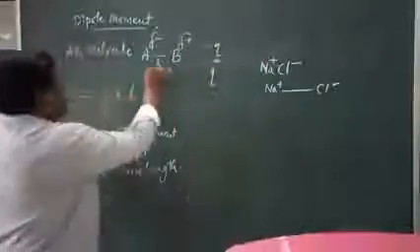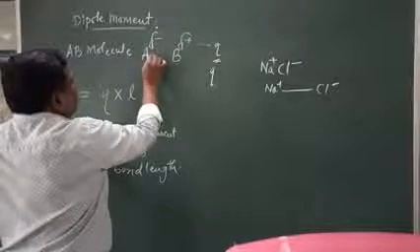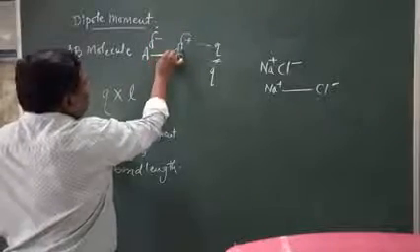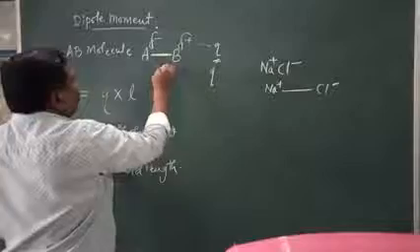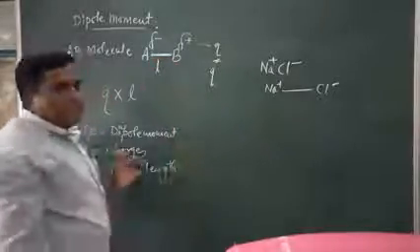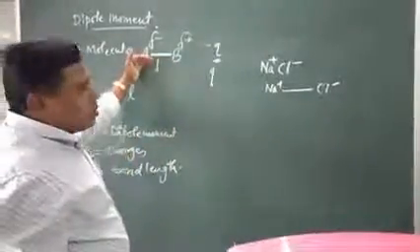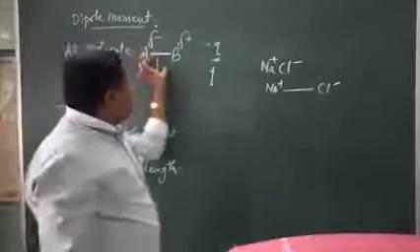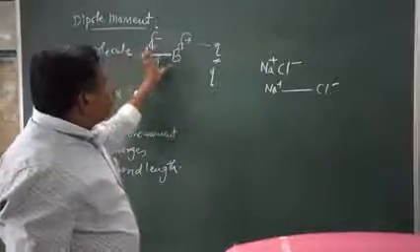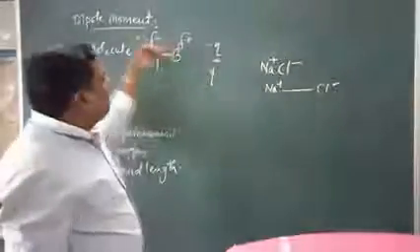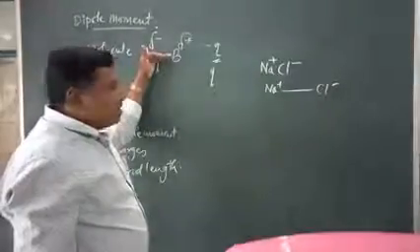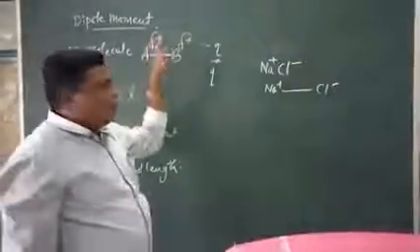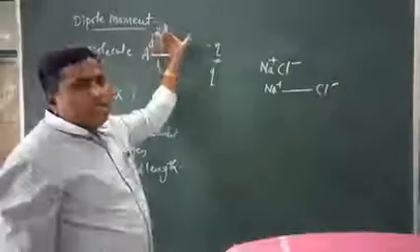Again, the distance between the two atoms can be taken. The distance between A and B atom is called the bond length. Bond length is most important. To explain the bond length, the distance from A to B is taken. It is called the bond length, or bond distance. And again, the charges can be considered.